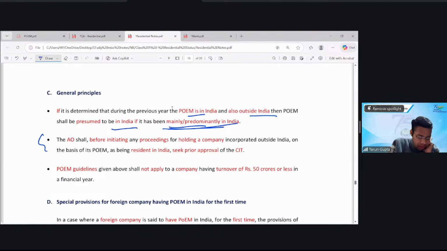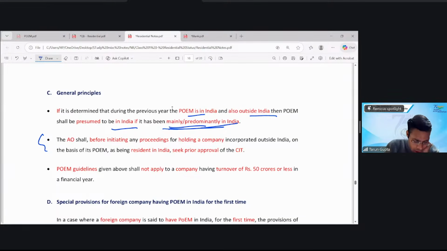Okay. See, having a POEM in India for a foreign company is a big concept, because now the global income of the foreign company shall be taxable in India. So it says there should be checks and balances. The AO, the tax officer, cannot on his own decide whether the foreign company has a POEM in India or not. He has to take the approval of a collegium, a committee consisting of 3 officers of the rank of commissioner or principal commissioner. Only if this committee approves is the foreign company said to have a POEM in India.